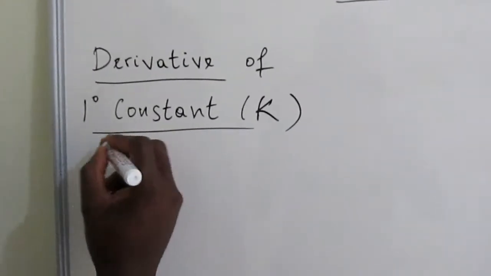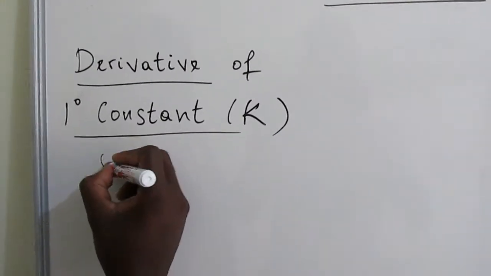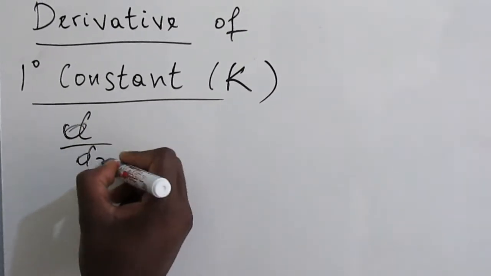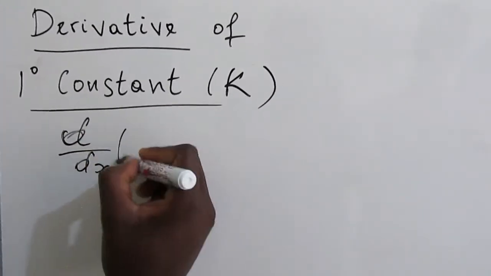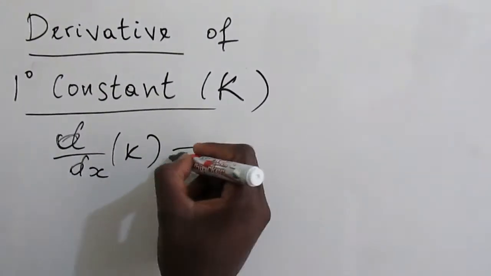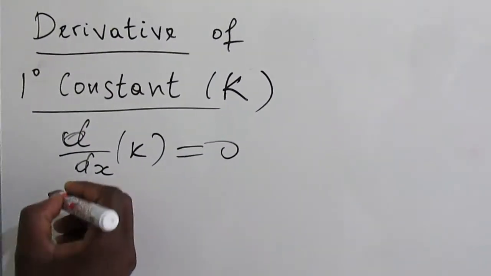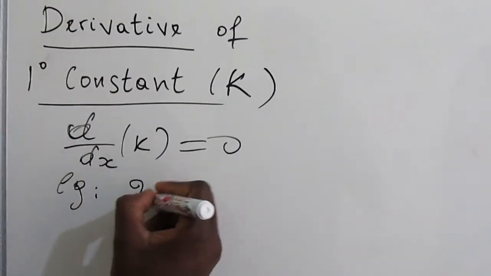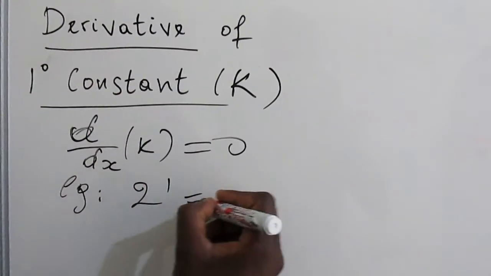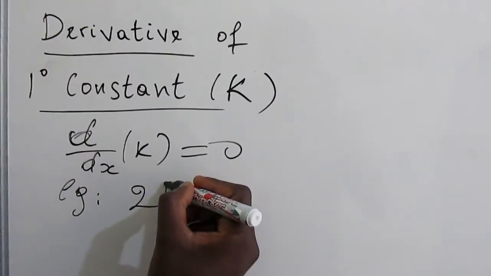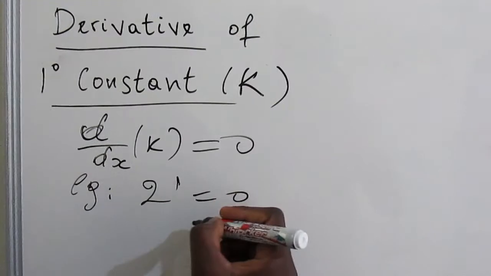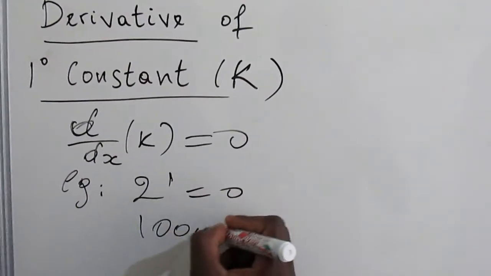First of all, we have the derivative of a constant. d over dx of k is always equal to 0. Example, the derivative of 2 will be equal to 0. So all the numbers from 1 to 1 million will always be equal to 0.